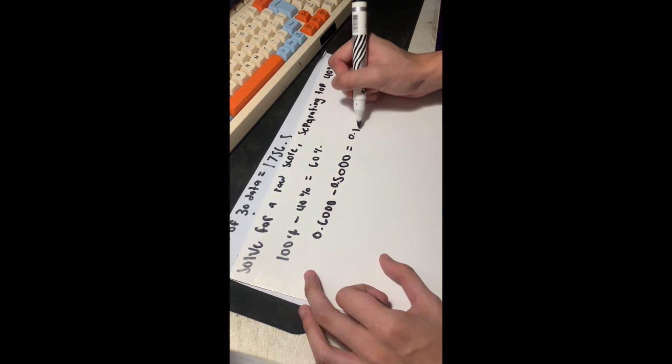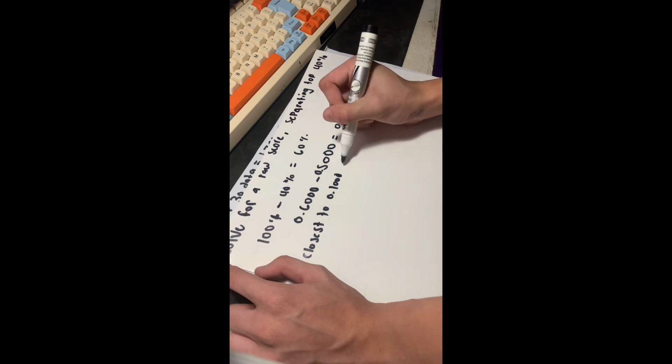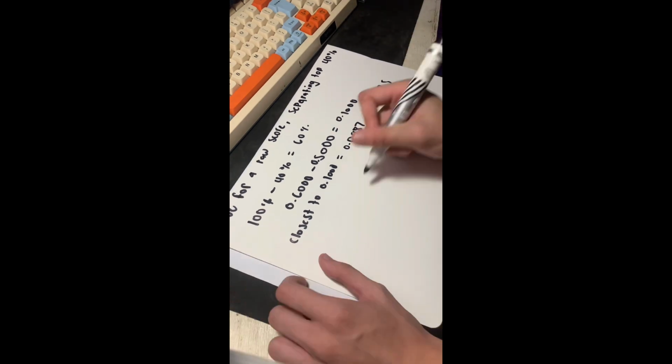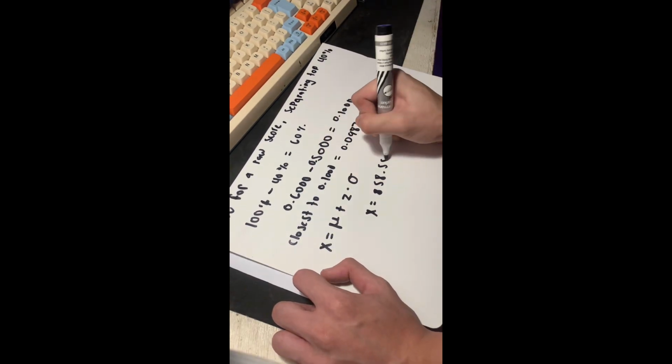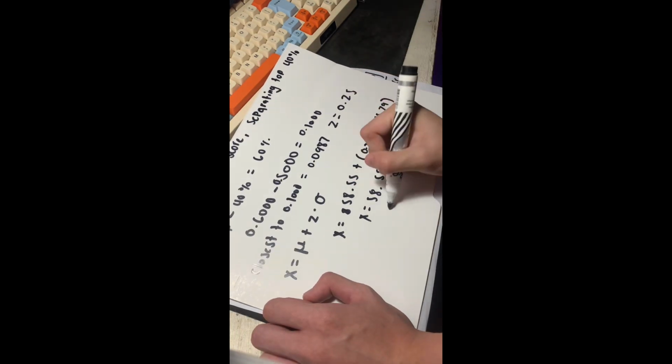Finally, we solve for the raw score that separates the top 40% of performers. The 68th percentile boundary corresponds to a critical z-score of 0.25. Converting that z-score back to a raw score gives us 62.50. Therefore, a score of approximately 62.5 separates the top 40% of the distribution from the bottom 60%.